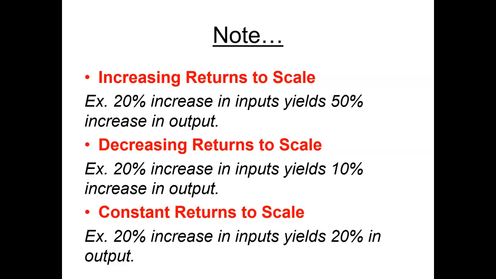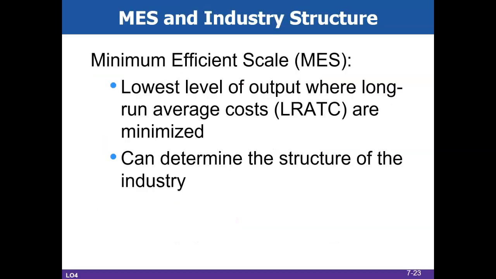We can graph that and showcase what that looks like. It's just a different way of articulating what's happening when firms are producing efficiently, okay? And this is in terms of output rather than in terms of ATC.